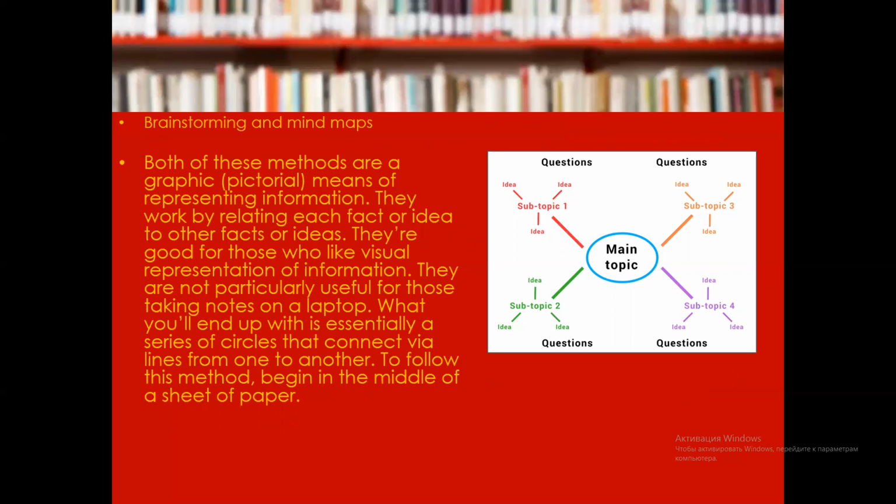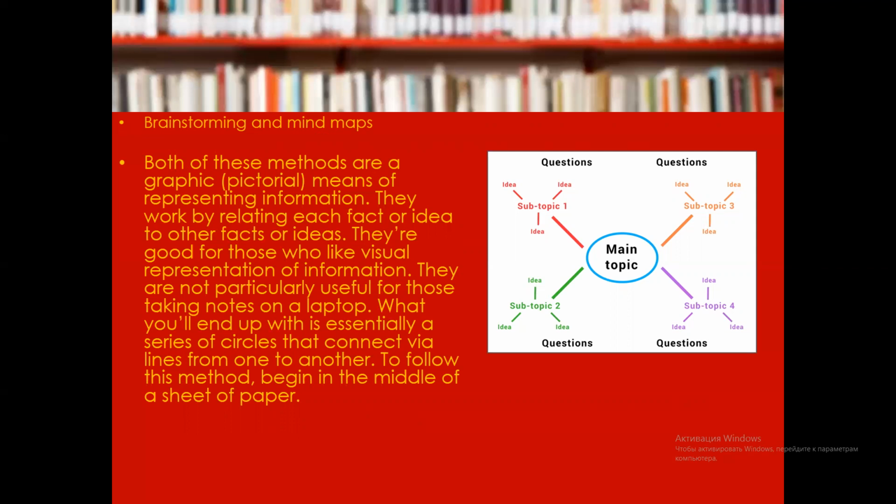Brainstorming and mind maps. Both of these methods are graphic, pictorial means of representing information. They work by relating each fact or idea to other facts or ideas. They are good for those who like visual representation of information. They are not particularly useful for those taking notes on a laptop. What you will end up with is essentially a series of circles connected with lines from one to another.